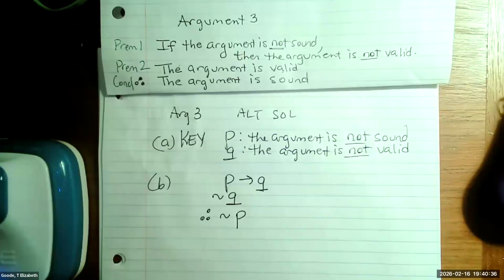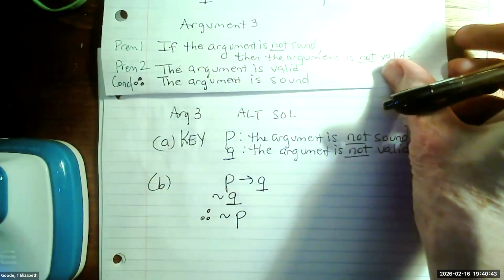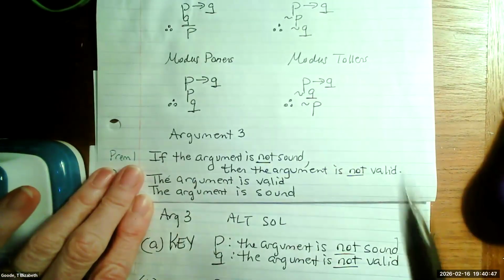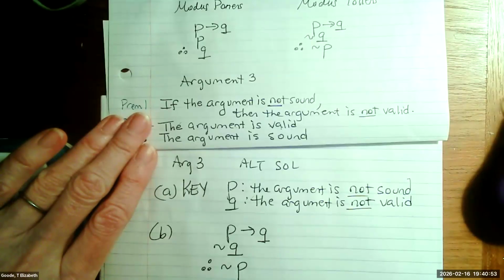So does this not look like a contrapositive? That's right. It's modus tollens. So modus tollens is like a contrapositive.